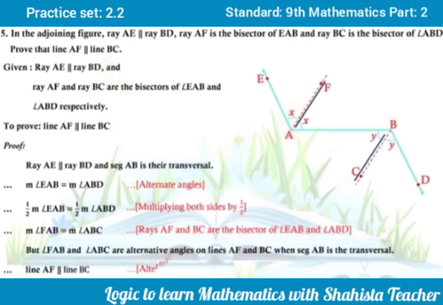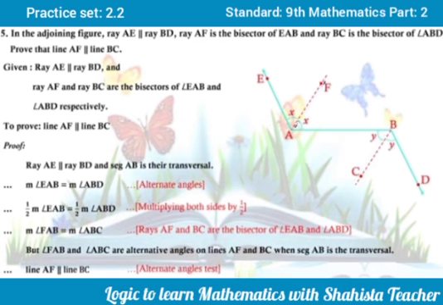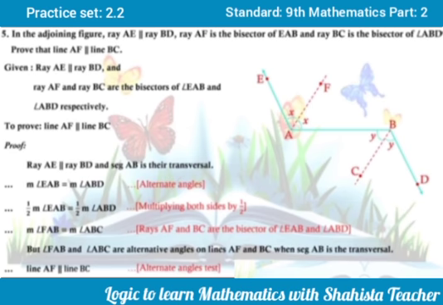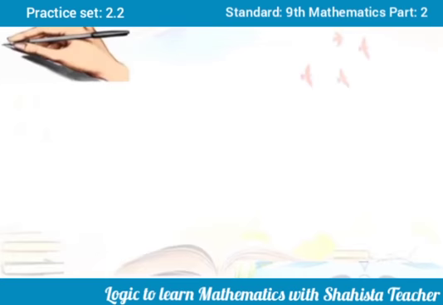So in this way we prove that line AF is parallel to line BC, and they are alternate angle test. Now let's solve question number 6.